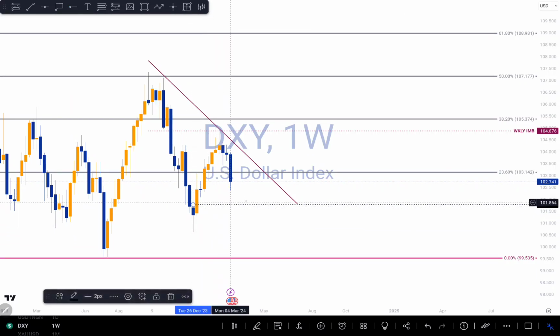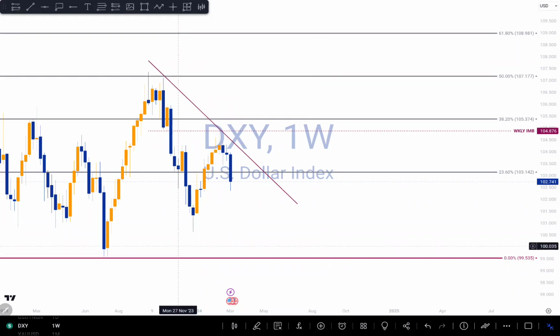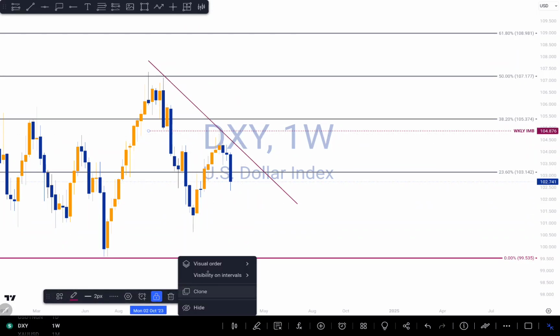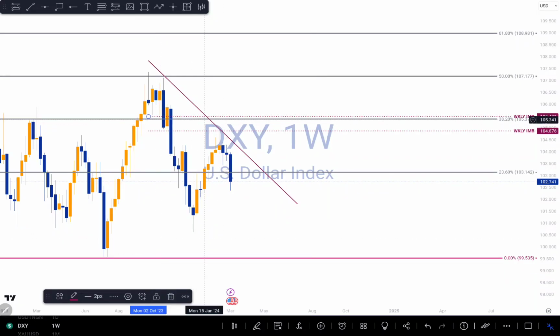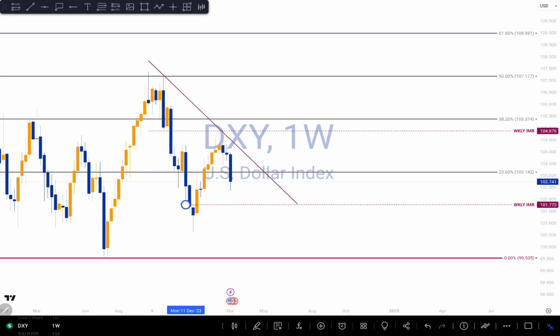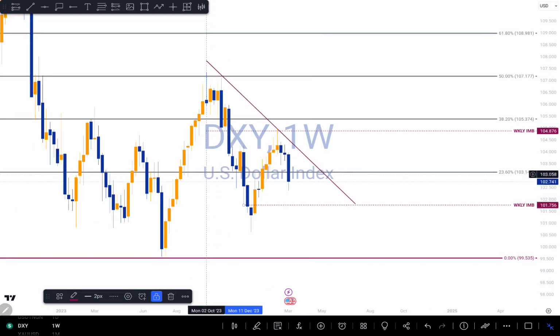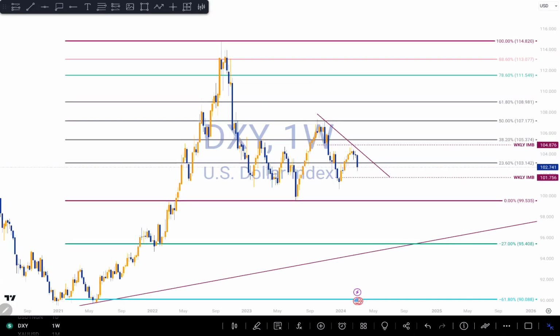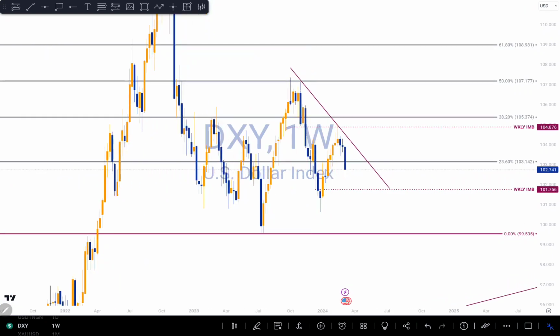Let's see here, because there's this imbalance right here. Okay, I think I can just clone this previous one. So we can see that we have an imbalance right here, from here to here, from here to here, an imbalance that needs to be filled. So that's an area that we should be looking forward to as we continue to push to the downside as of right now. So that is what I am looking forward to guys.